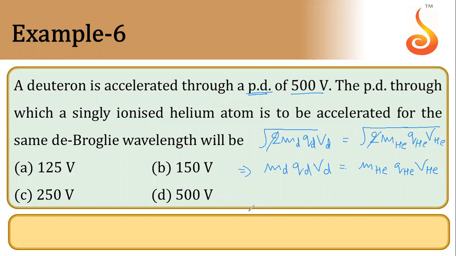Now we know this relation that mass of helium is twice the mass of deuteron and charge of helium is twice the charge of deuteron. So let's substitute these values. We also know that Vd, the potential difference through which deuteron was accelerated, was given as 500 volts. So I'm going to substitute that value here.